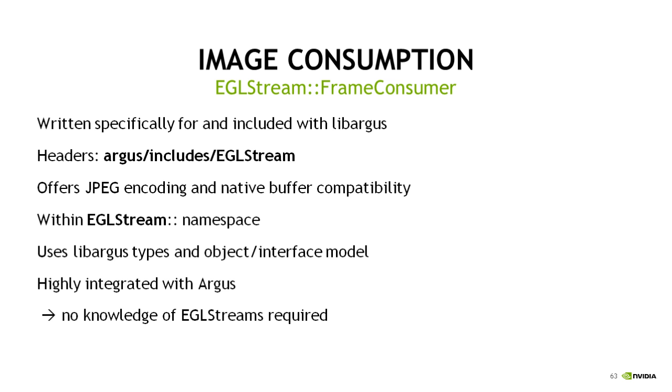Besides the existing consumers I just mentioned, there's one additional consumer that was written specifically for the needs of Argus, and is actually included as part of the Argus SDK, and that is the generic EGLStream frame consumer. This utility provides some key consumer use cases for camera streams, namely JPEG encoding and native buffer compatibility. This utility API uses the EGLStream namespace, but borrows most types and design concepts from Argus, including the separation of objects and interfaces. Because of this, the frame consumer is highly integrated with Argus, and in fact it can be used with an Argus capture application without ever needing to call a single EGL function. So little to no knowledge of EGL streams is required to use this consumer.